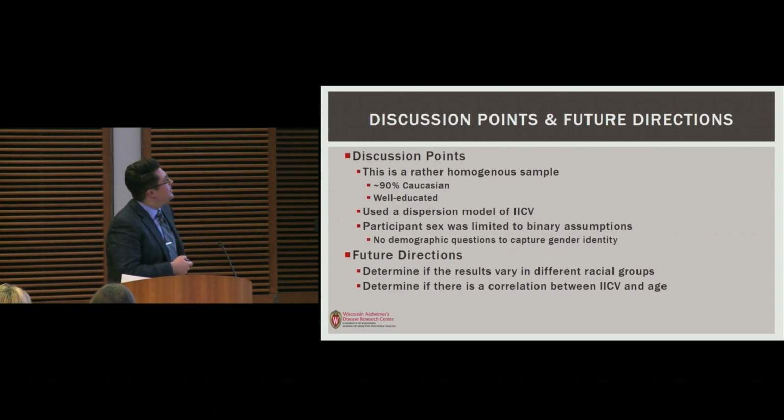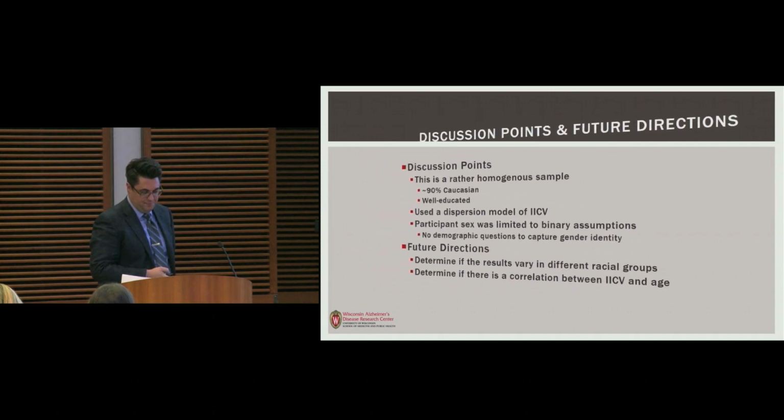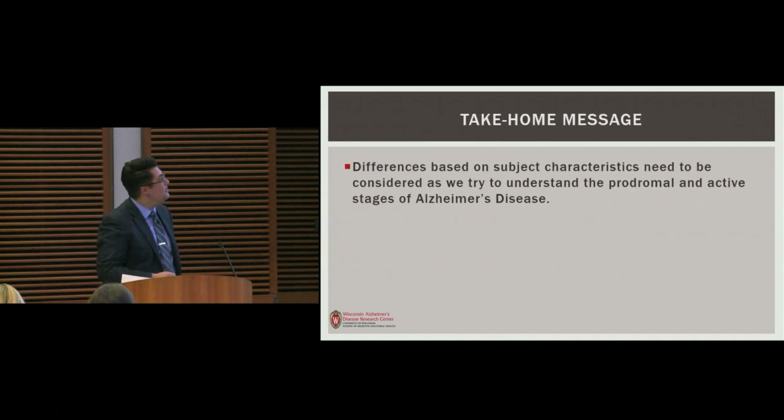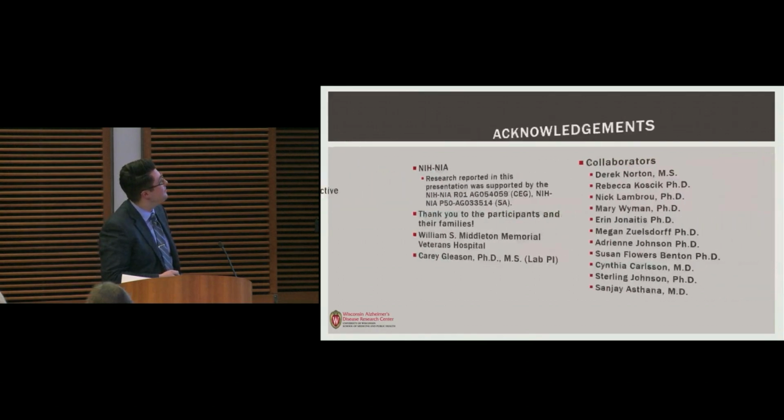I also want to mention that participant sex was limited to binary assumptions, so there were no demographic questions used to capture gender identity in the sample. Some future directions are to determine if these results might vary in different racial groups, and we also want to see if there might be a correlation between IICV and age. So again, the take-home message is that differences based on subject characteristics need to be considered as we try to understand the prodromal and active stages of Alzheimer's disease.